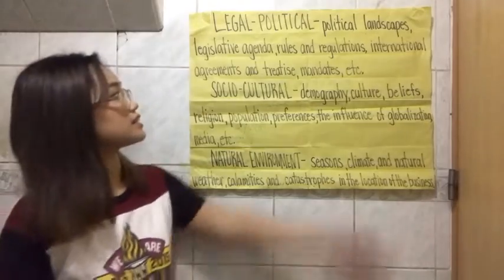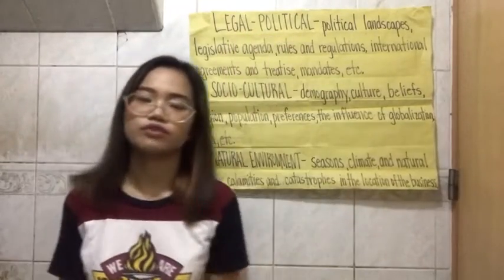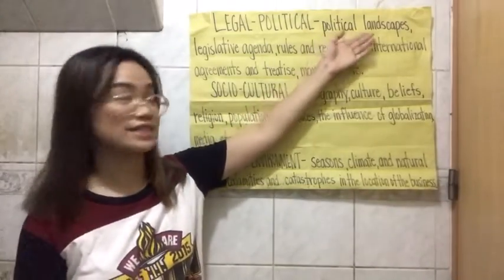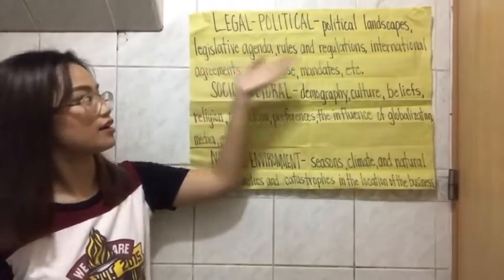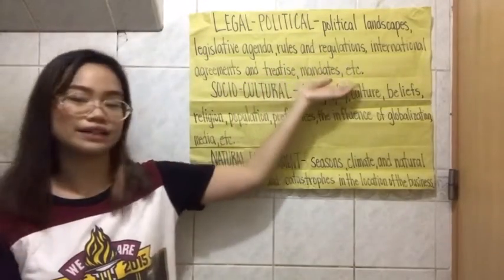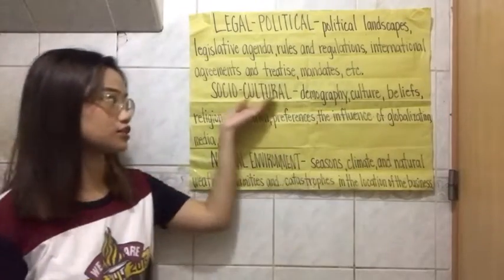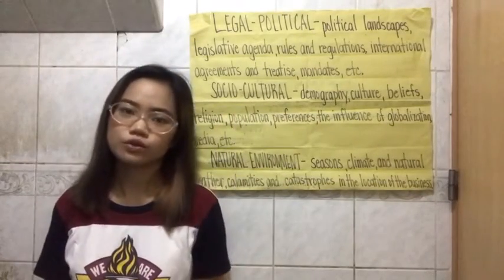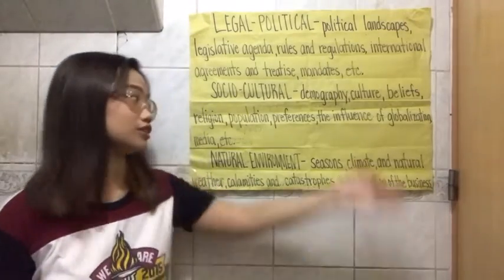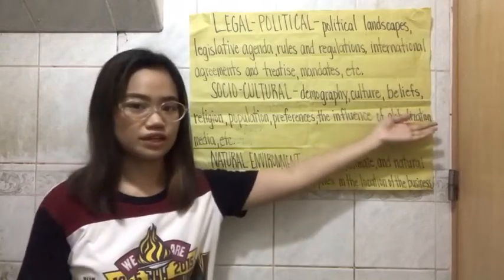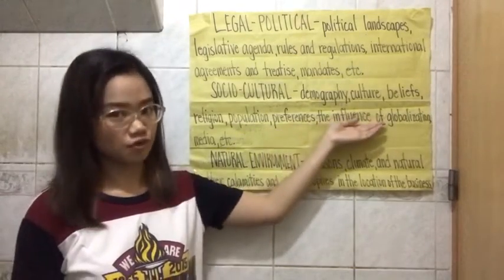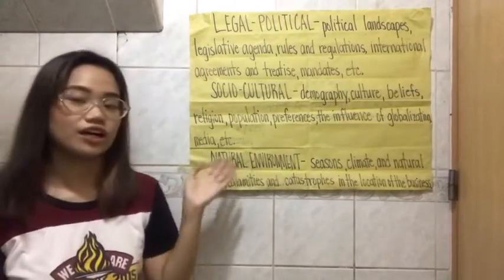Next sub-factor is the legal political, which involves the government and its laws. So we may list down political landscapes, legislative agenda, rules and regulations, international agreements and treaties, mandates, and etc. Next we have the social-cultural environment, which shows how the society or culture may affect one's business. We may list down the demography, culture, beliefs, religion, population, preferences, the influence of globalization, media, and etc.